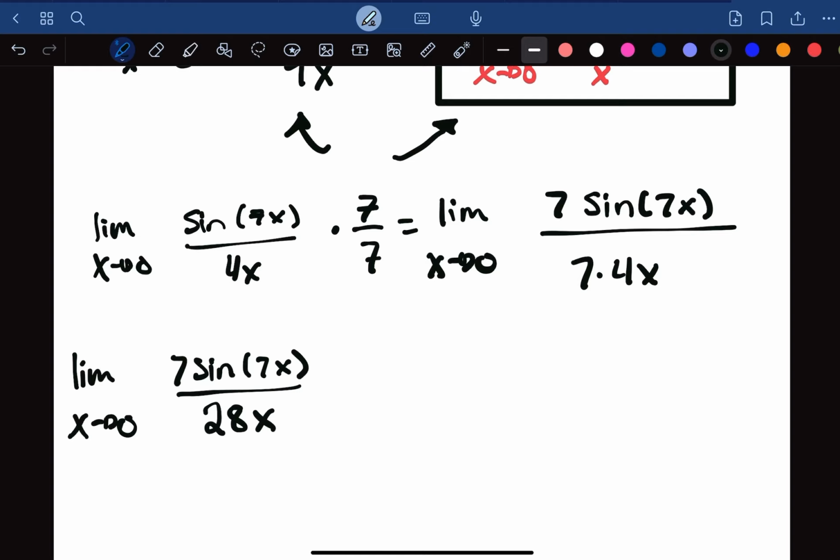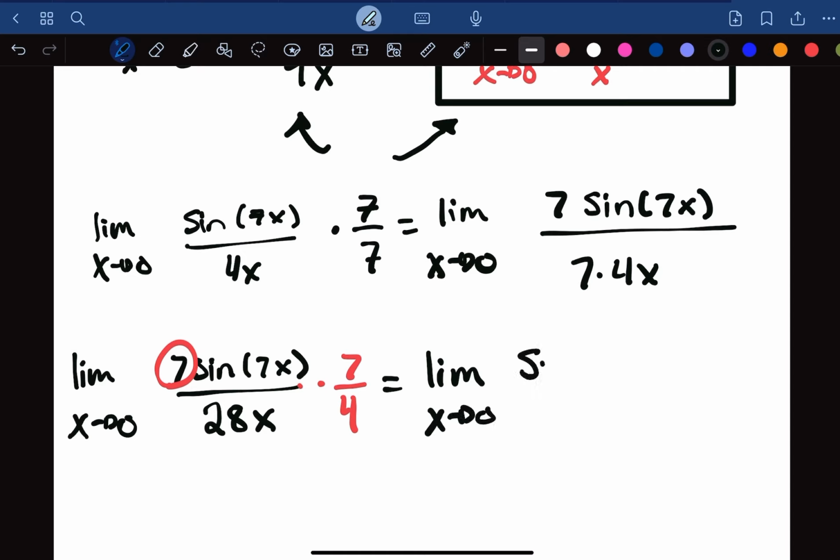So now what we can do is pull a 7 out of the numerator. So we're going to pull this 7 out in front here. And then, instead of pulling a 7 out of our denominator, we're going to pull 4 out of our denominator. The reason that we do this is because then we end up with the limit as x is approaching 0 of sine 7x over 7x times 7 over 4.